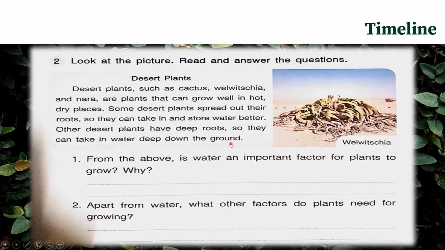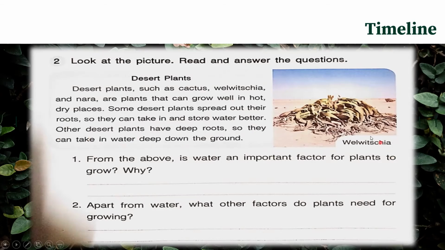Good job. So I'm gonna read it one more time. So desert plants such as cactus, velvetua, and nara are plants that can grow well in hot, dry places. Some desert plants spread out their roots so they can take in and store water better. Other desert plants have deep roots so they can take in water deep down the ground.